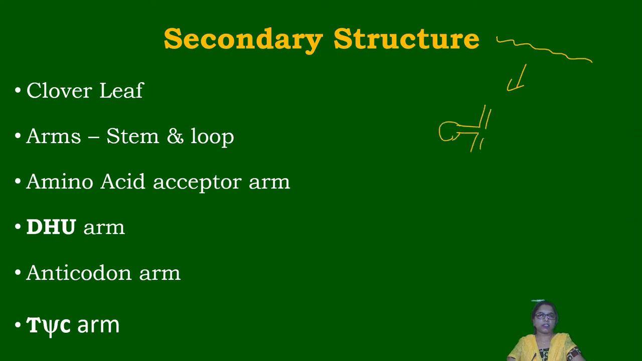Secondary structure is roughly a clover leaf-like structure which forms stems as well as loops. By folding upon itself it forms the loop-like structure. So it contains arms. The specific arms that are present in the structure of tRNA are the amino acid acceptor arm, DHU arm, anticodon arm, as well as T-psi-C arm. These are named due to the importance of the particular arm.